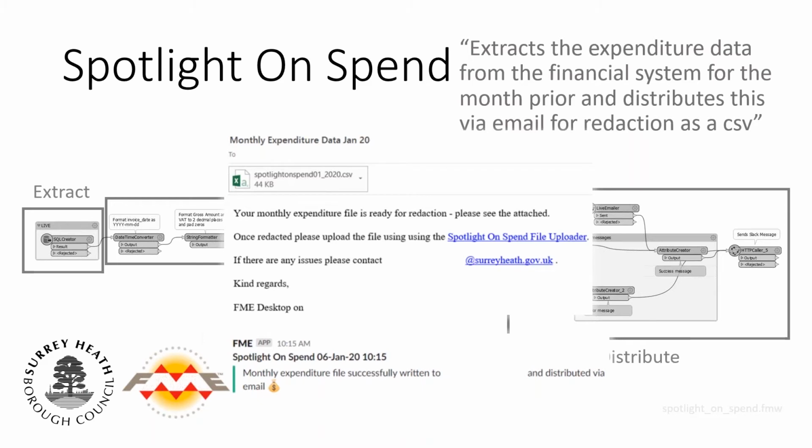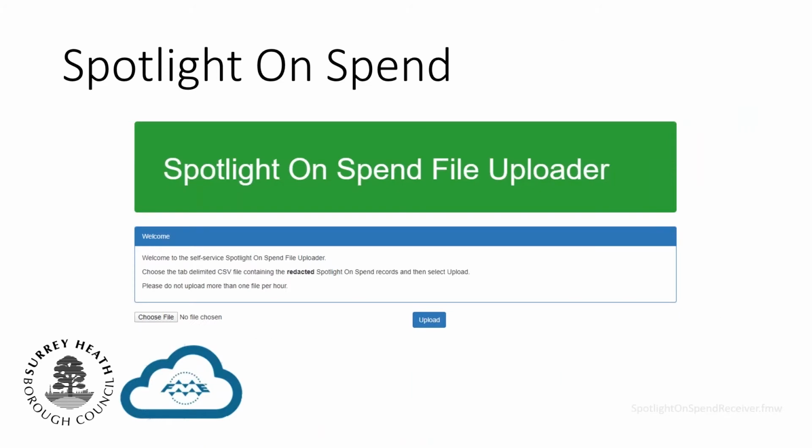Following that email, finance will have their file to redact. Once they've done their redaction, typically in Excel, they like to use Excel to do their redaction, they will go to a static website hosted on Amazon's S3, as you can see here.